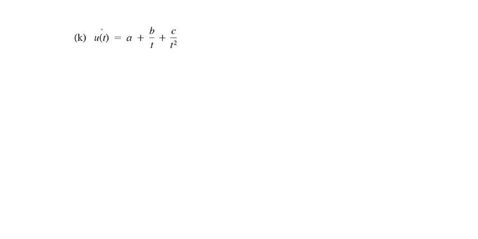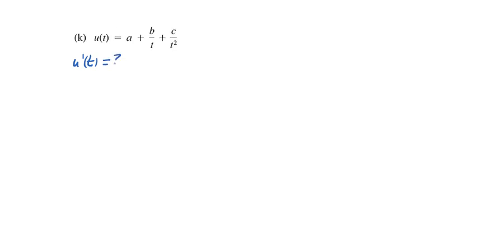All right, so in this question here, it gives you a function, u of t, that's not University of Toronto, but u of t equals a plus b over t plus c over t squared. So what they're asking for is the derivative, so u prime of t.